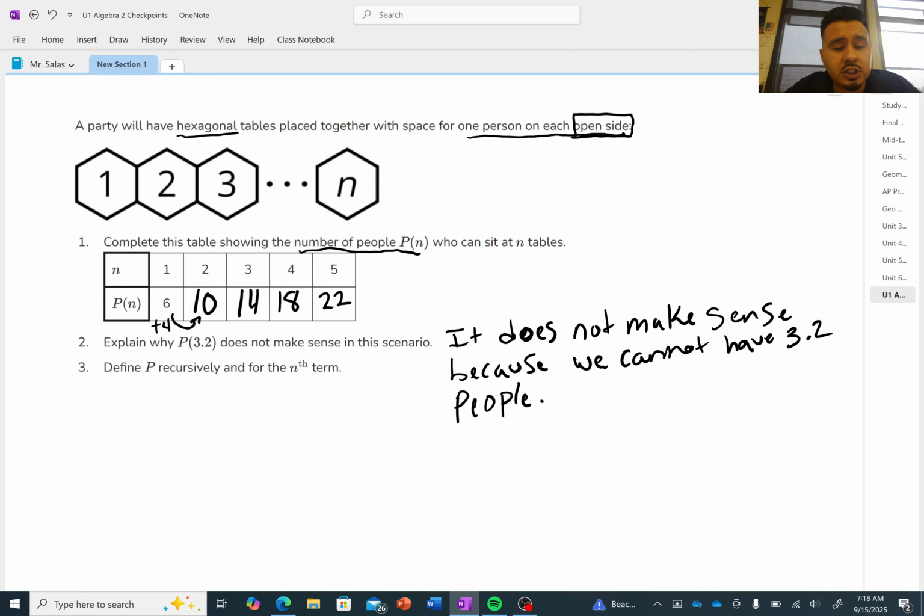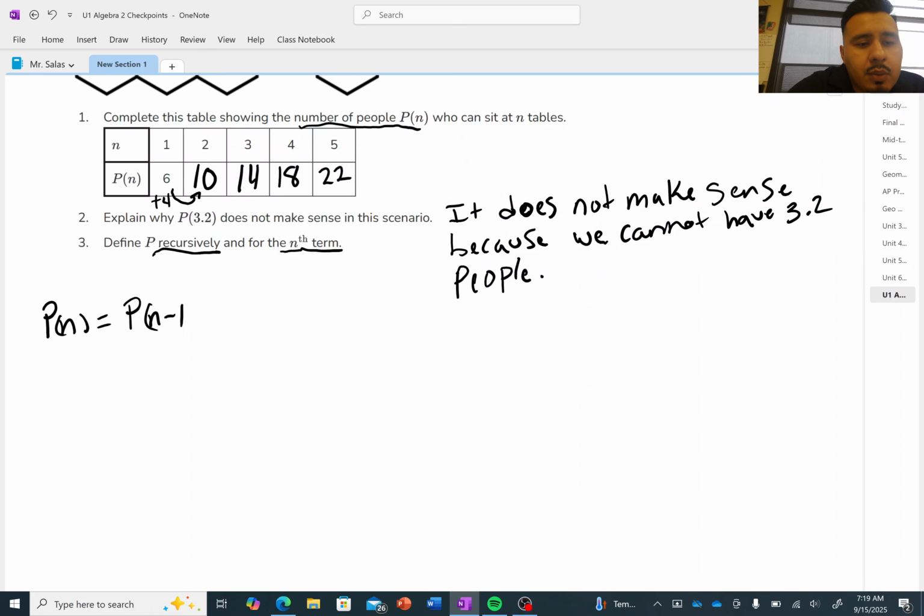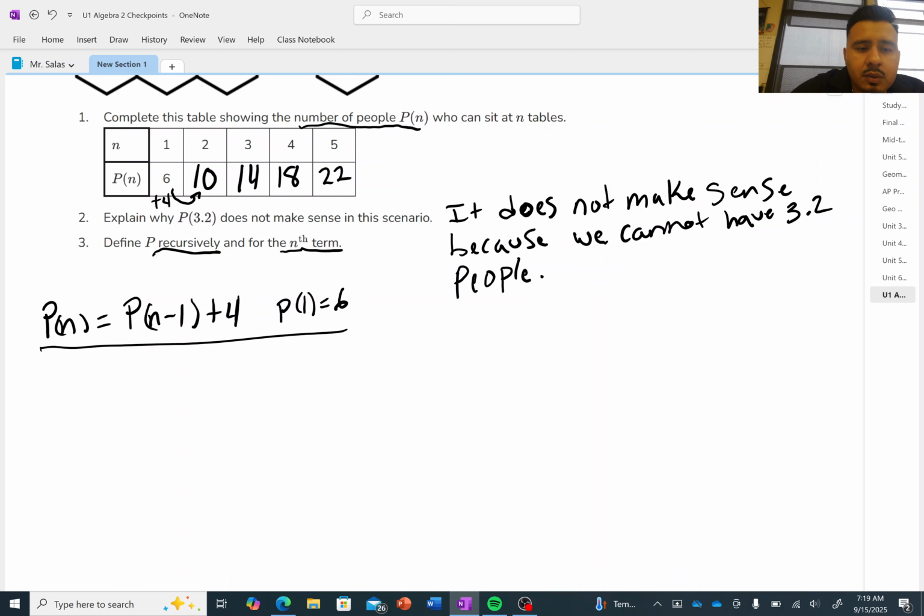We need a recursive formula and an nth term formula. So we need both formulas. Let's look at the recursive one first, which is a little bit easier. We still use P of n. P of n equals, well, how do we show the previous one? P of n minus 1, in parentheses. What was my pattern? My pattern was plus 4. And then what was my first term? P of 1 equals 6. Boom, this is the recursive formula.